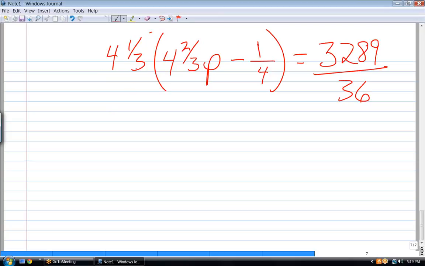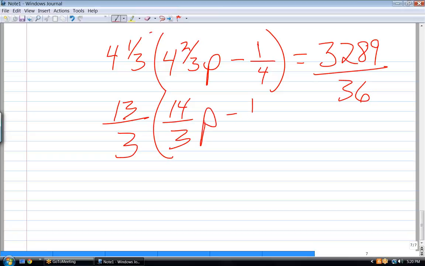How many thirds is 4 1/3? When I convert this to an improper fraction, what do I get? 13 thirds. Then this is 14/3 p minus 1/4 equals 3,289 over 36. Okay. Now distribute before we do anything else.